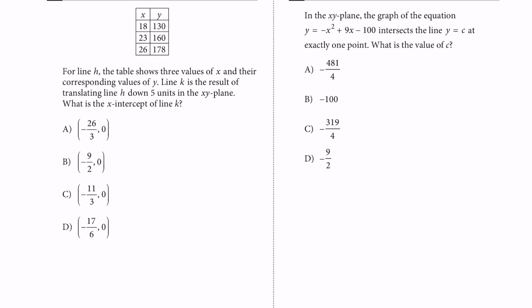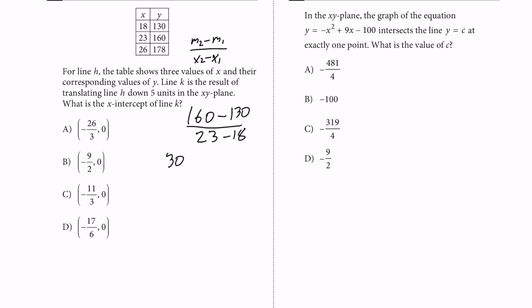So what we're first going to do is calculate the equation for line H. So first we want the slope, so we can do that with y2 minus y1 over x2 minus x1. In this case, the m's would be y's. So we have 160 minus 130 over 23 minus 18. And this will work with any combination of these numbers, by the way.